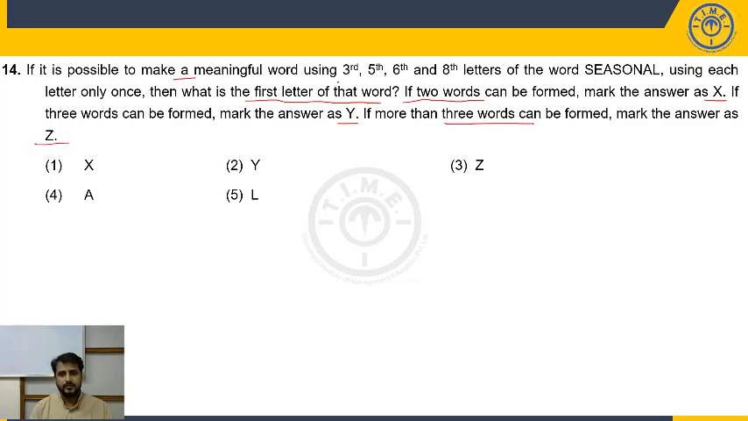Using the letters third, fifth, sixth, eighth only once. What is the third letter? A. What is the fifth letter? O. Sixth letter? N. Eighth letter? L. So by using A, O, N, L, how many meaningful words can be formed? Only one meaningful word can be formed, that is loan. So if only one meaningful word can be formed, what will be your answer? The first letter of the word. What is the first letter of the word? L. So choice 5.